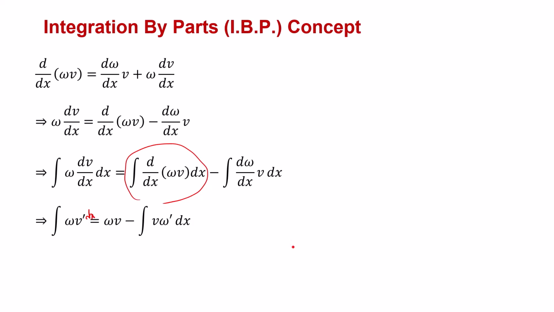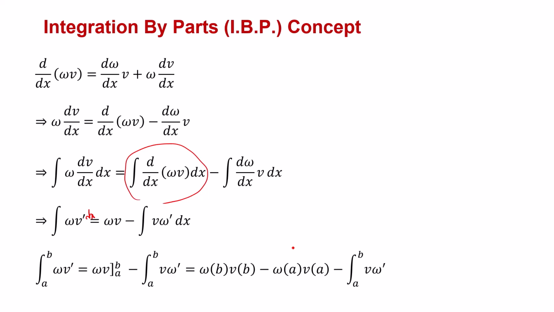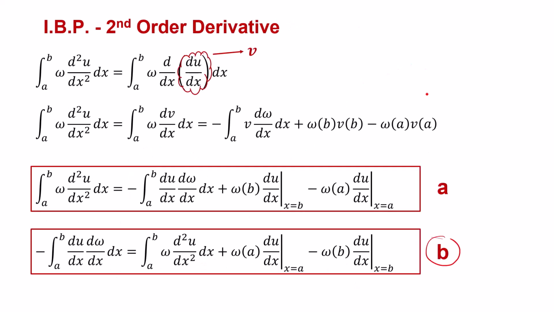It allows us to transfer the derivative from one function to the other. Finally, if we apply the limits a and b, we get the definite form as this: integral from a to b of w times v prime equals wv from a to b minus integral from a to b of v w prime. This is the equation we will use later when deriving the weak form and the boundary integral equations in boundary element method.